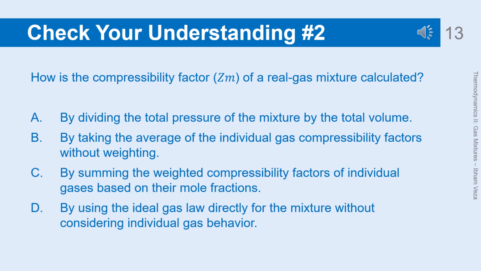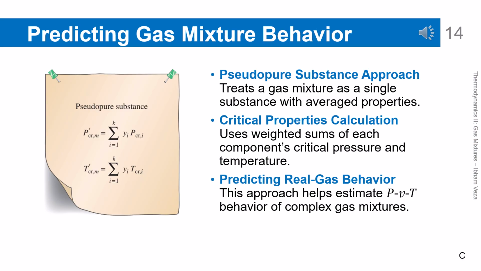B. By taking the average of the individual gas compressibility factors without weighting. Incorrect, because Zm requires weighting by the mole fraction of each component, not a simple average. D. By using the ideal gas law directly for the mixture without considering individual gas behavior. Incorrect, because Zm specifically adjusts for deviations from ideal gas behavior, which the ideal gas law does not account for.